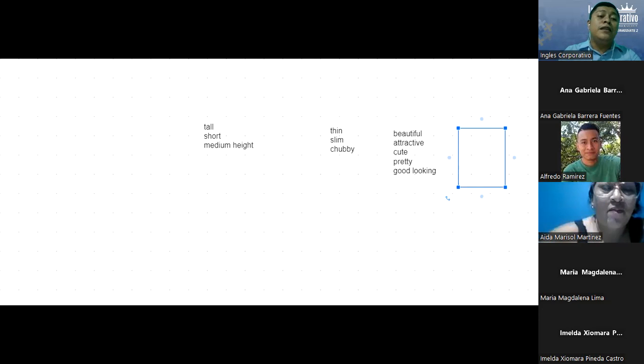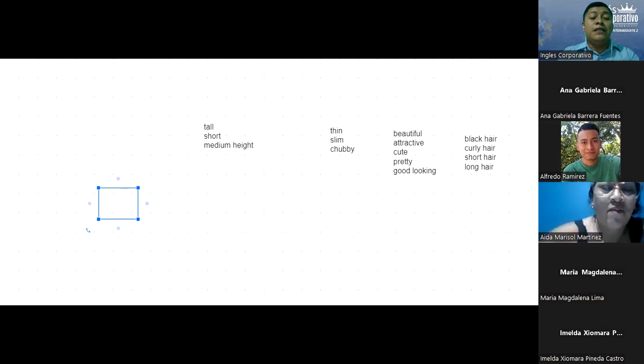And we studied this part too. We use two verbs when describing people. Utilizamos dos verbos, the verb to have and also the verb to be, para describir la apariencia física de las personas. So let's see. If I want to say that someone is tall, then I use the verb to be. And I say, he is tall. If it is a man, you say, he is tall.